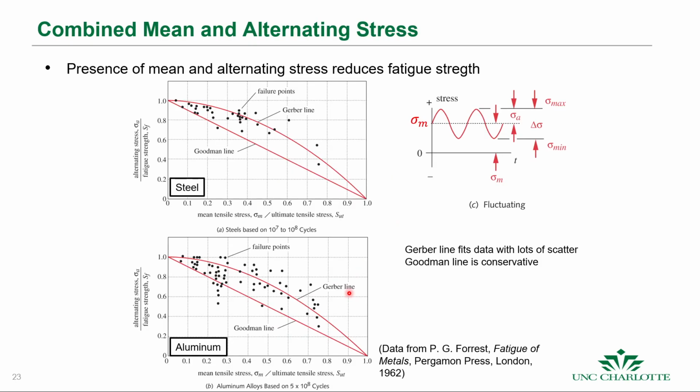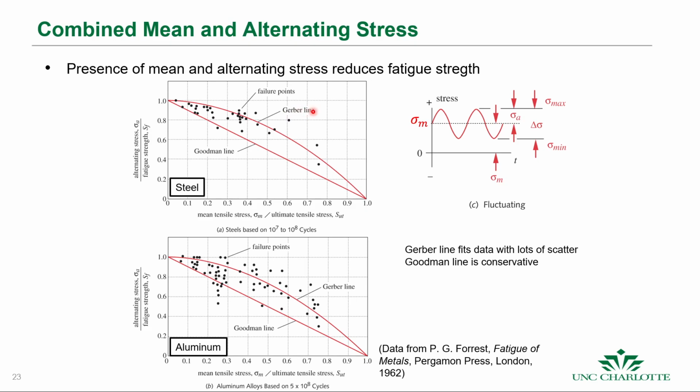Now, everything that we showed so far assumed zero mean and zero alternating stress. So what happens when we have mean and alternating stresses in a material, where we have some non-zero load and then some alternating load superimposed on top of that? Well, that leads to what we call the Goodman diagram, or there's also the Gerber line. There's also the Soderberg line, I believe is what it's called.